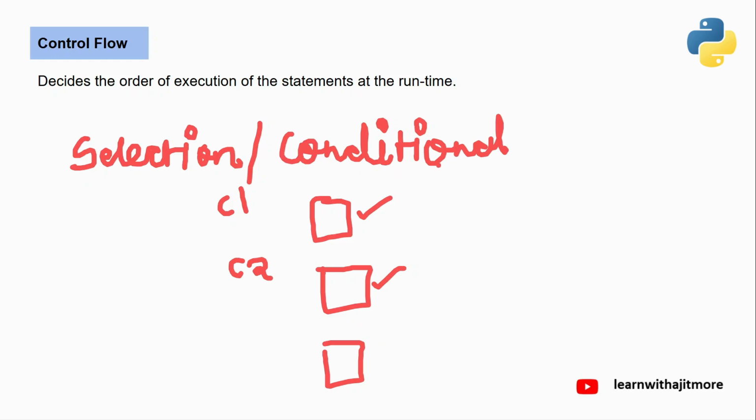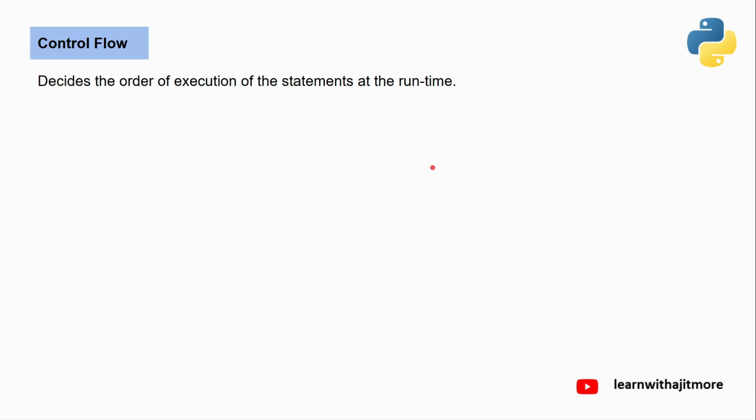Selection statement or conditional statement: multiple code blocks are there, and from those code blocks, any one code block will get executed selectively based on a condition. Then second comes iterative instruction, or in very simple terms, loops.